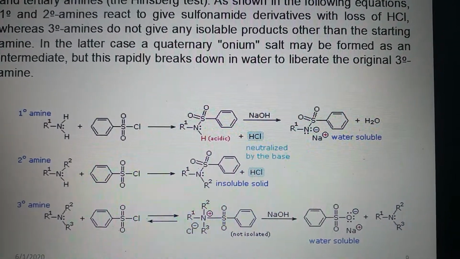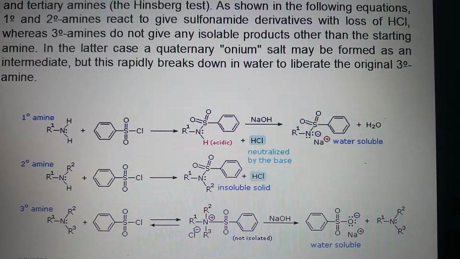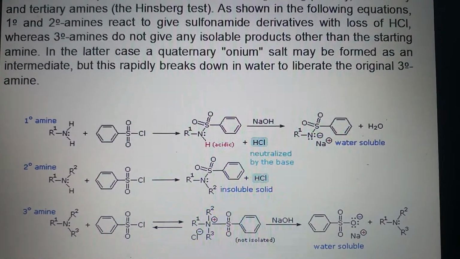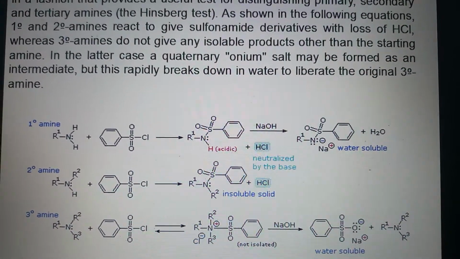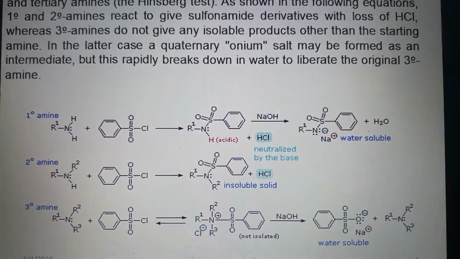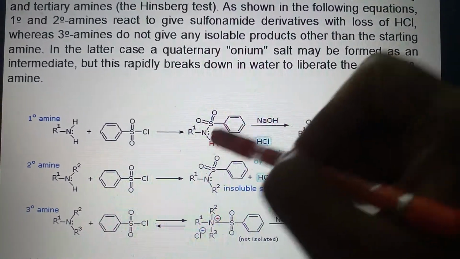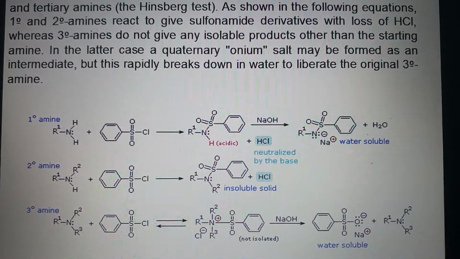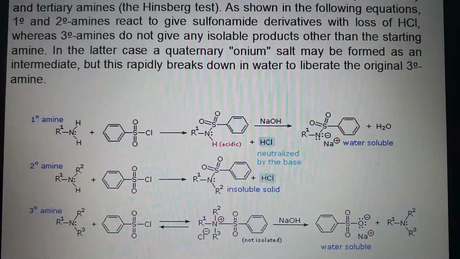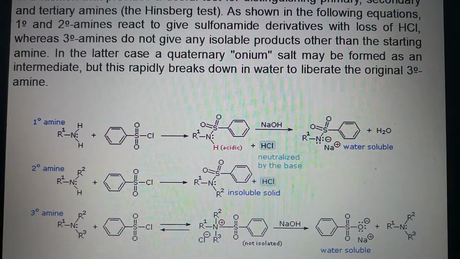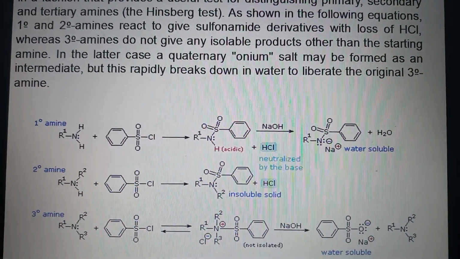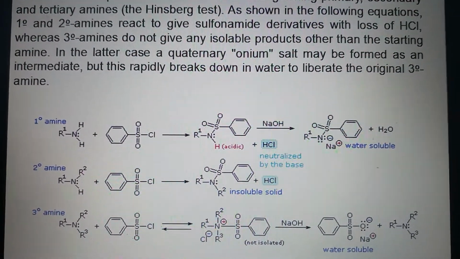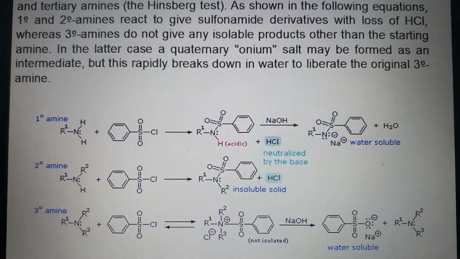The sulfonamide derivative from 2 degree amines is usually an insoluble solid. You can see here. However, the sulfonamide derivative from 1 degree amine is acidic, it has a proton here, an acidic proton, and dissolves in the aqueous base, which is water soluble. So acidification of this solution then precipitates the sulfonamide of the 1 degree amine. So by this method we can distinguish all 3 amines: 1 degree, 2 degree and 3 degree.